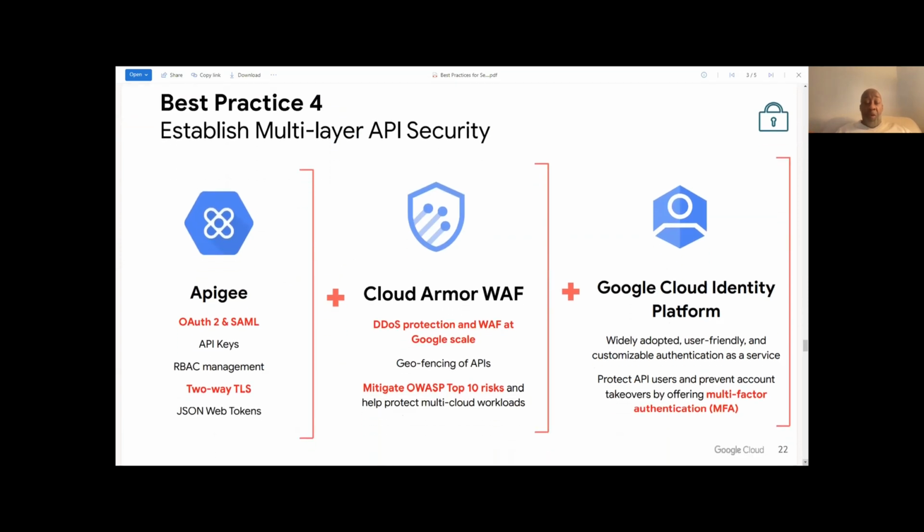So best practice number 4 is to establish multi-layer API security. When you look at modern systems, and we talked about the attack surfaces, there may be a data grab, there may be denial of service, there may be compliance issues, there may be just general auditing and access policy problems. You need to establish security at multiple layers in your solution. You need to identify, for example, API key rotation, or being able to have fine-grained control of who can do what with your APIs.